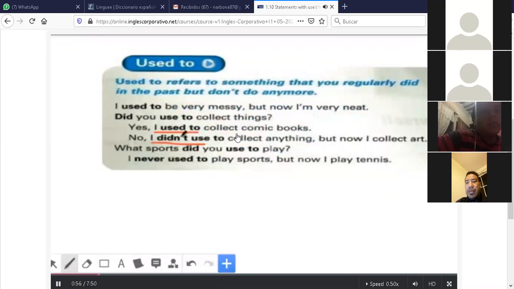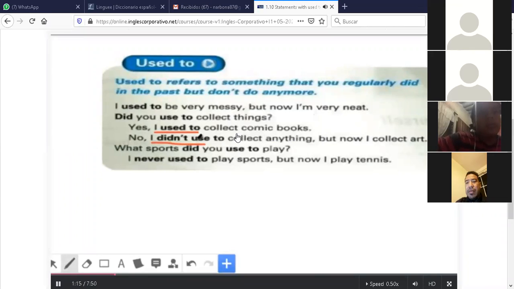I used to collect comic books. I didn't used to collect anything, but now I collect art. And I'm just borrowing the examples that are here, but of course I'll give more details about this in just 1 second.